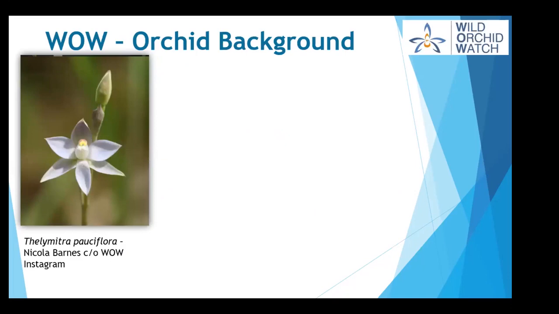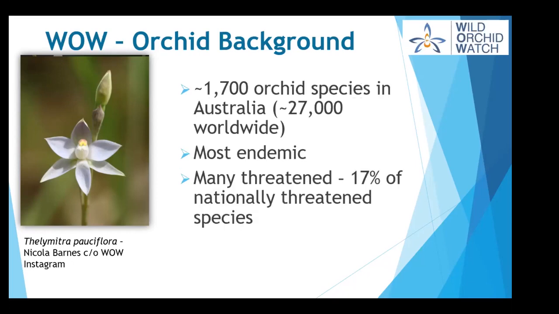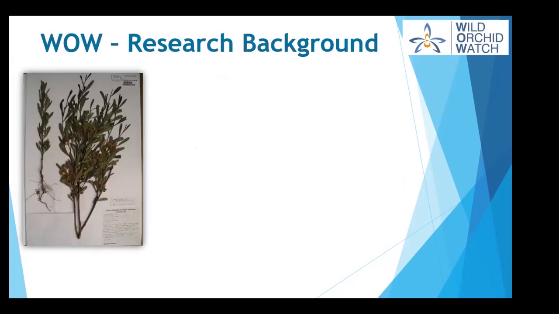Just a bit of background, which most of you will know. There are about 1,700 orchid species in Australia, 27,000 worldwide. Most Australian orchids are endemic. In fact, about 80% of our orchids are only found in Australia, nowhere else in the world. Many of them are threatened. Amongst all the threatened species in the nation, 17% of those nationally threatened species are orchids. Within orchids themselves, about half of the orchids are under some form of threat.